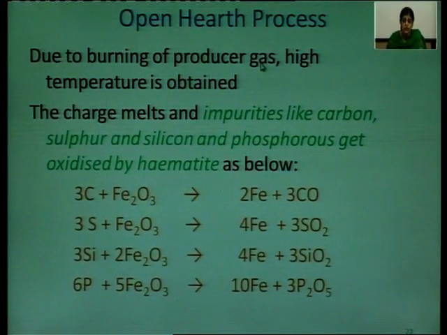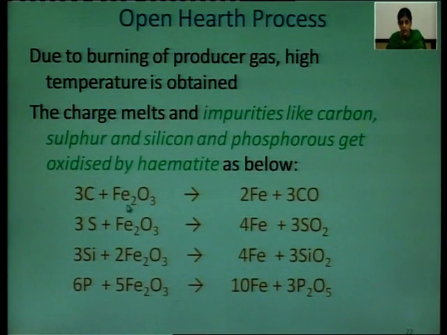Due to the burning of producer gas, high temperature is obtained. The temperature becomes very high. The charge melts and the impurities like carbon, sulfur, silicon and phosphorus get oxidized by hematite as shown below.